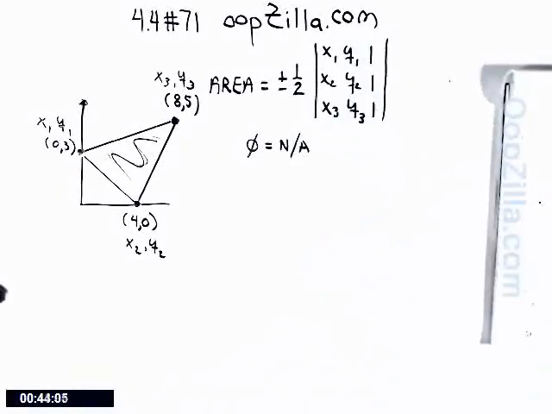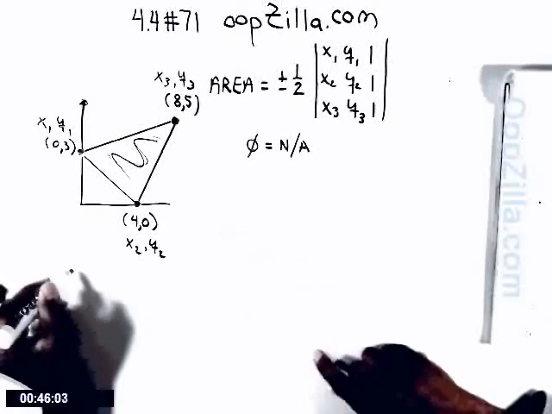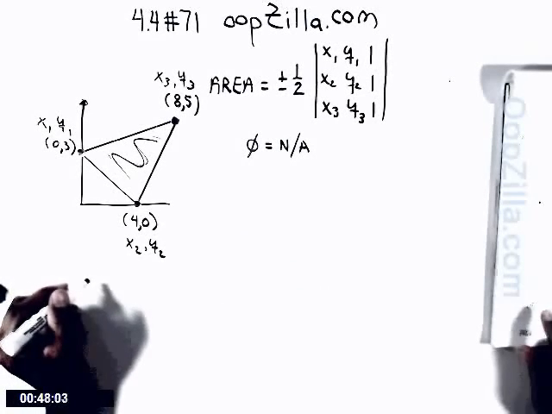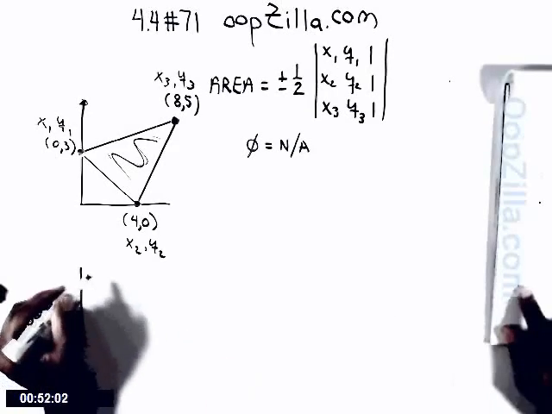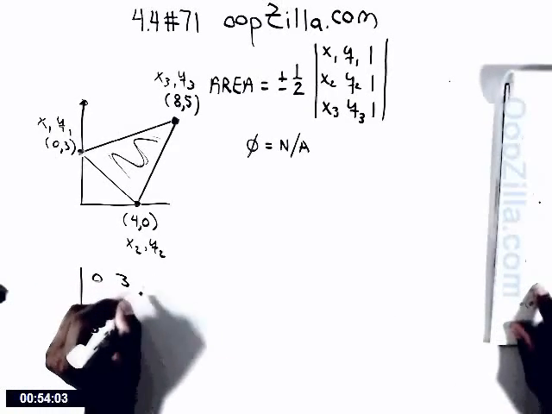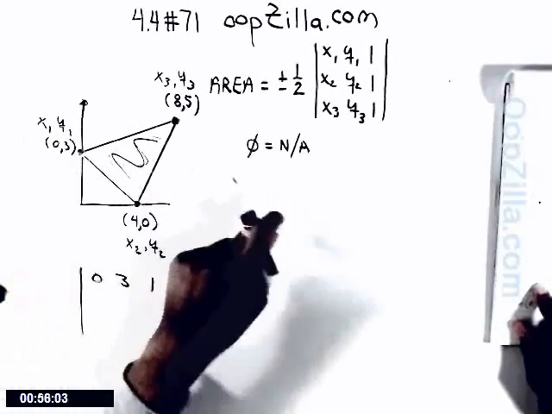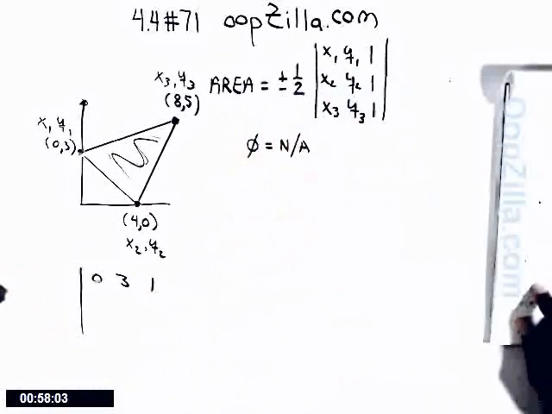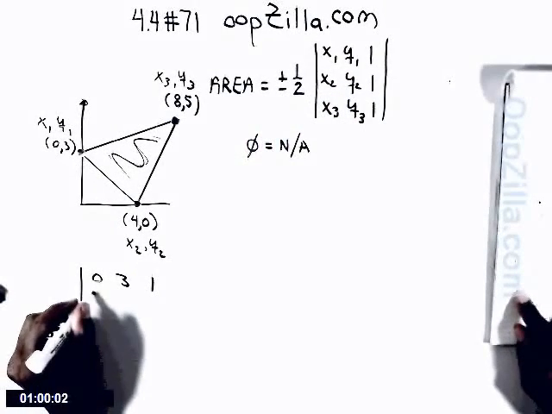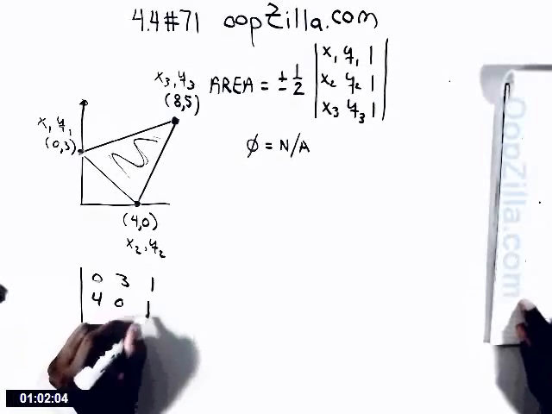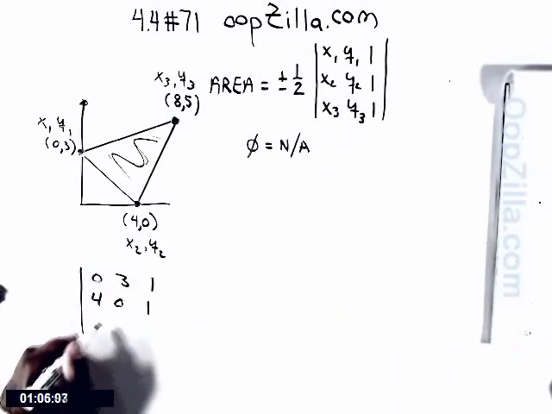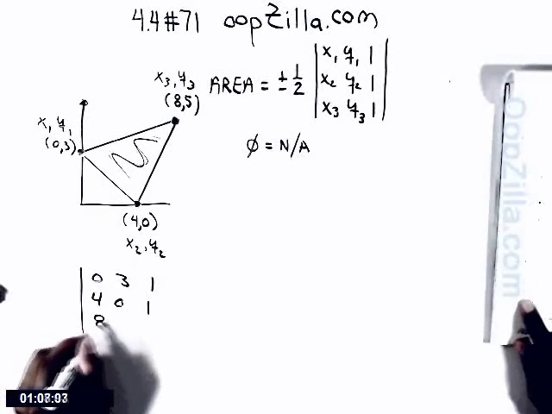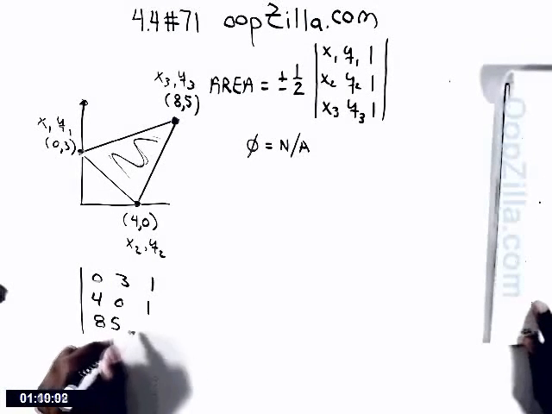So let me go ahead and get started with that. The first row is 0, 3, and 1. That's 0, 3, and then the 1. And then I'm going to have 4, 0, and 1. That's 4, 0, and then the 1. And then I'm going to have 8, 5, and then the 1.